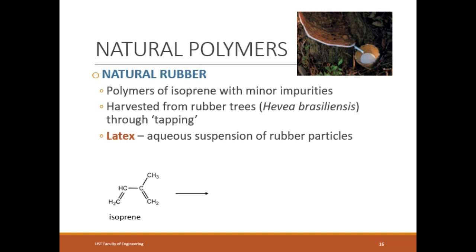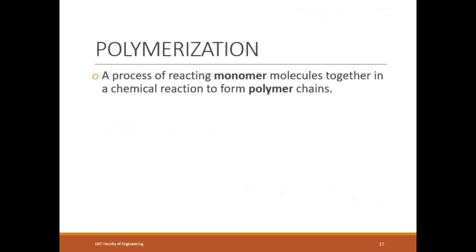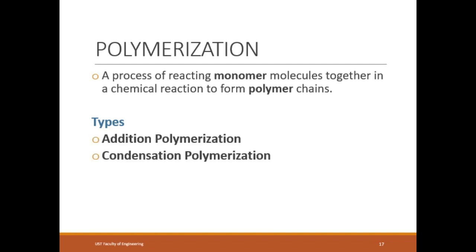The figure below shows the structure of the rubber polymer, which is composed of repeating units of isoprene monomers. Let us now discuss how monomer molecules react together to form polymer chains. This process is basically called polymerization, which has two general types, the addition polymerization and the condensation polymerization.